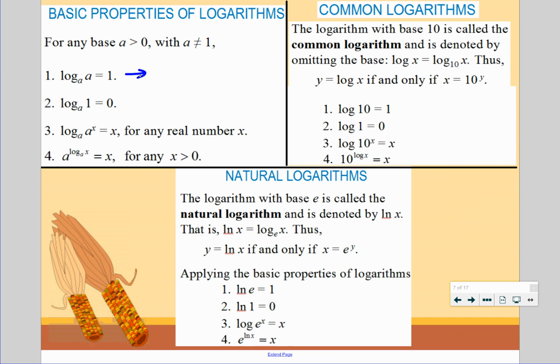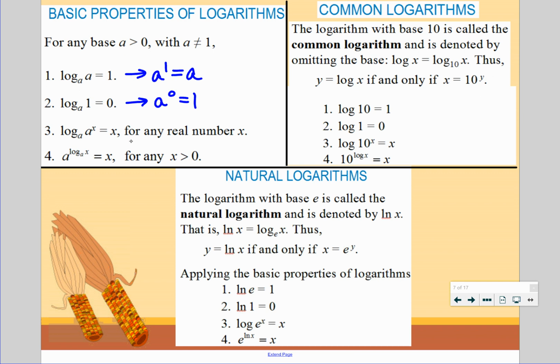If I write that first one with exponents, it's a to the first power equals a. We know that, right? Anything to the first power is itself. If I write the second one, a to the 0 power equals 1. We already talked about that. Doesn't matter what the base is. If I take it to the 0 power, I get 1.